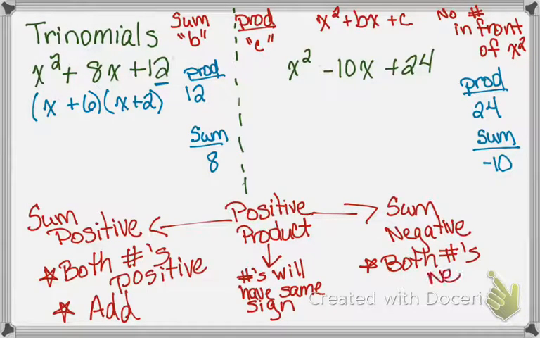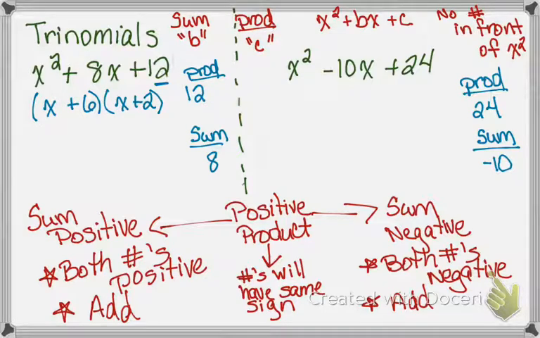Am I going to add or am I going to subtract when I have the same sign? I'm going to add. Okay? So, what two numbers multiplied together give me 24 and added together give me negative 10? Negative 6 and negative 4. You're correct. Now, what if I didn't know that?